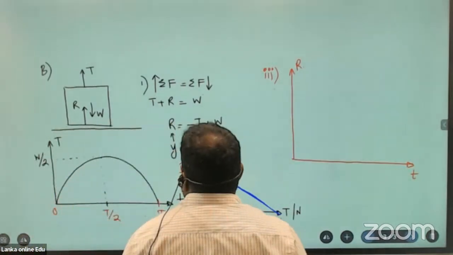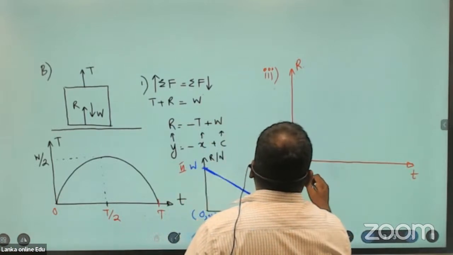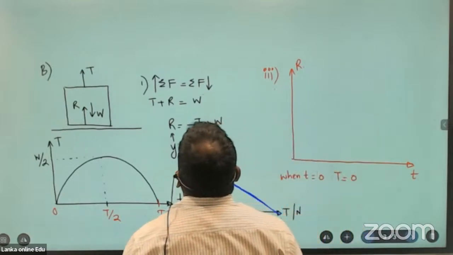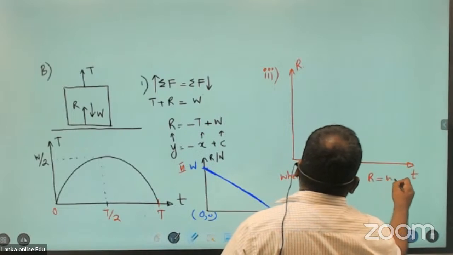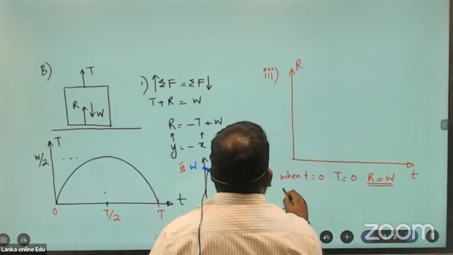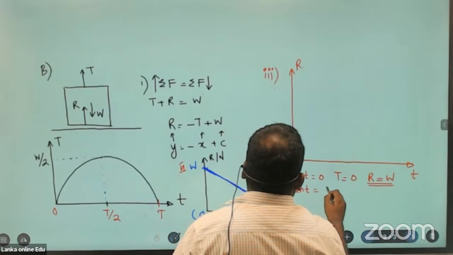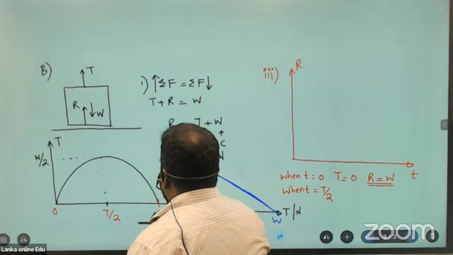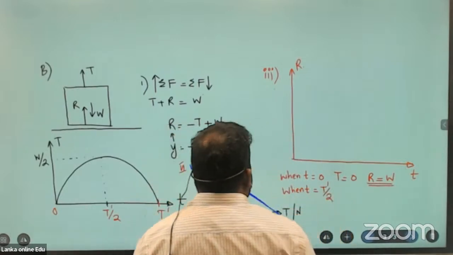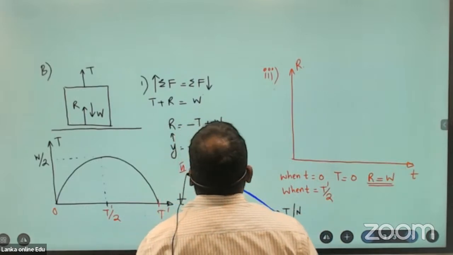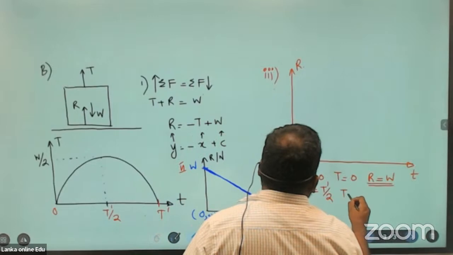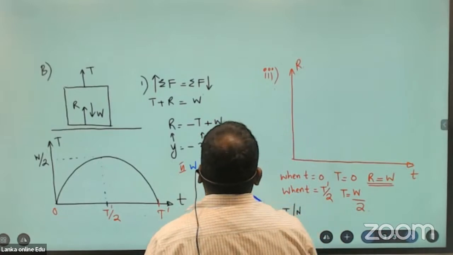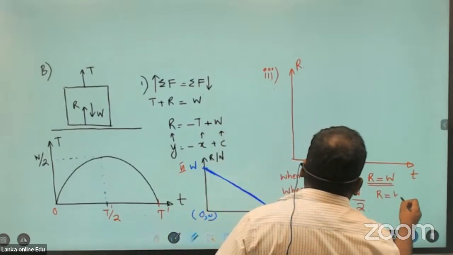Symmetrical. So when time is equal to 0, tension is also equal to 0. If tension equals 0, normal reaction is W. Then when time is equal to capital T over 2, half the periodic time, let's say T dash, easier, otherwise you might confuse it with tension. So W over 2 means tension will be W divided by 2 maximum. Substitute W over 2 here. Normal reaction is W over 2.